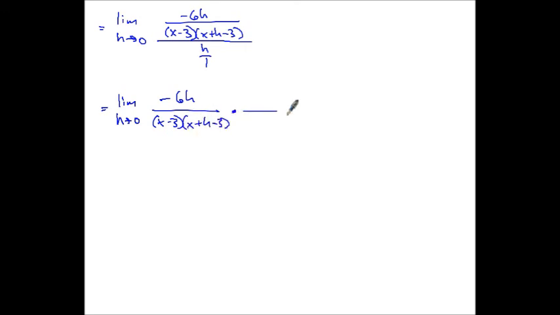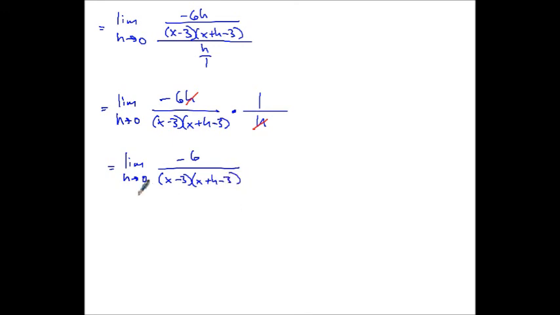Times, now again, just simply flipping that over gives me a 1 over h, and now magically my h's will cancel out, and I will be left with something that is much, much nicer to play with. So a limit as h approaches 0 of a negative 6 on top of, and I know this doesn't look very pretty, but I've got x minus 3, and then x plus h minus 3.